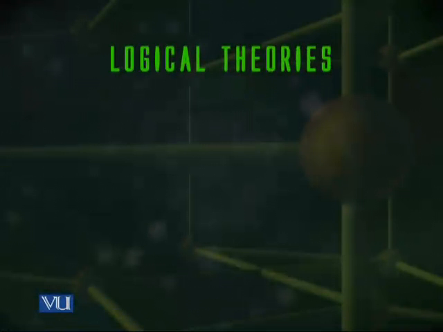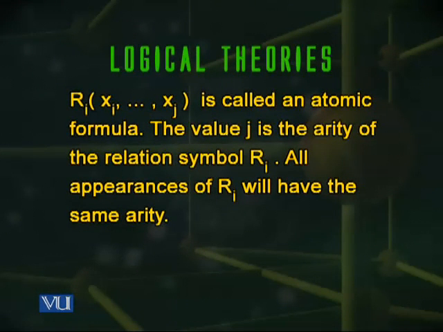Right now, what we have just done is defined an alphabet. Let's go further. Now we will define what a formula is. Suppose we have a relation symbol Ri, then Ri, x1, x2 up to xj is called an atomic formula. The value j is called the arity of the relation symbol Ri. All appearances of a relation symbol must have the same arity. So, if you have a relation symbol which has arity 3, throughout the formula when you write, it must have arity 3. That is one restriction. And when you write a relation symbol and put variables in it, that's an atomic formula.